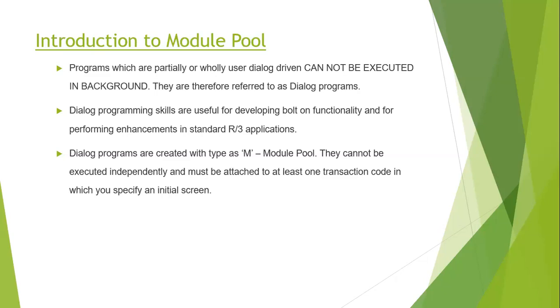Just remember that normally you have executable programs and include programs, and you have different types of programs. In a similar way, you have a module pool program, which is type M. They cannot be executed. For any kind of module pool programming, you cannot run it independently, so you need to create a main program and add it. Like any report program, you can run it from the SE38 transaction code, but module pool programs you need to run by using a transaction code.